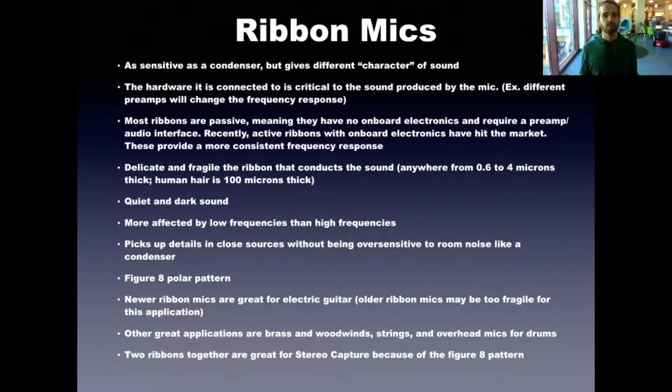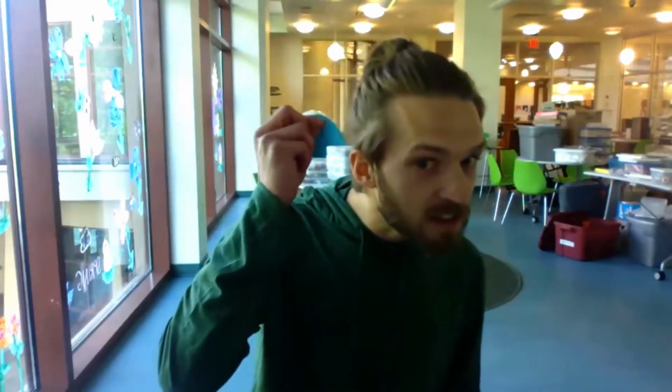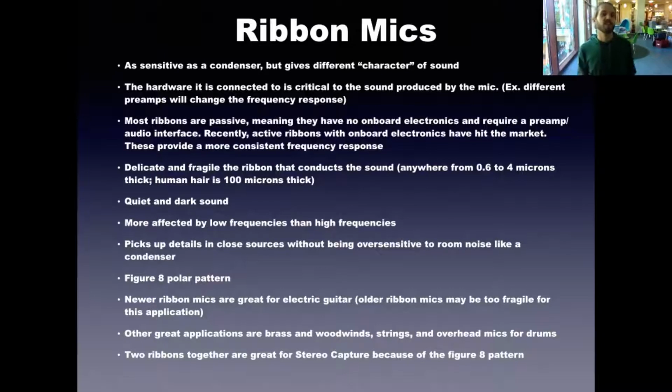To give you some context, ribbon microphones get their name from the ribbon inside the microphone that conducts the sound from the diaphragm, anywhere from 0.6 to 4 microns thick. And to give you context of that, the human hair is 100 microns thick. So this is a very thin ribbon, way thinner than that hair even. So they're very sensitive. You shouldn't really use them for loud sounds because you could blow them very easily.